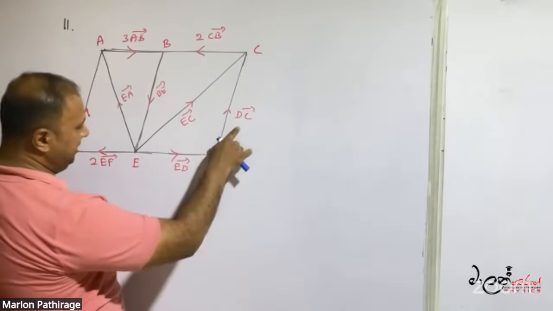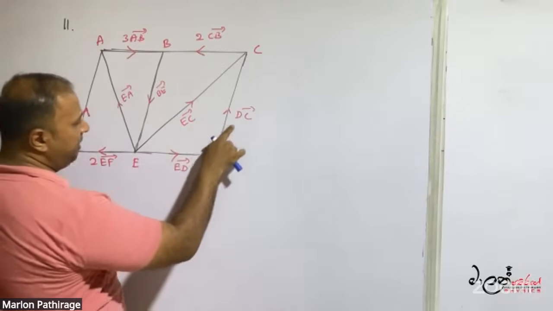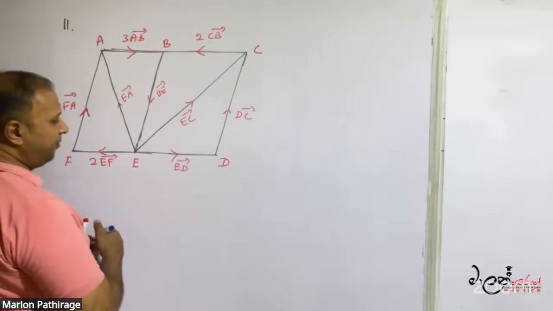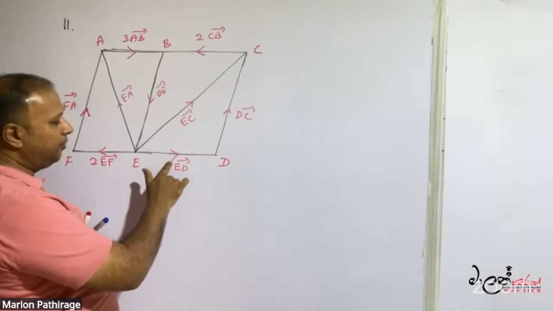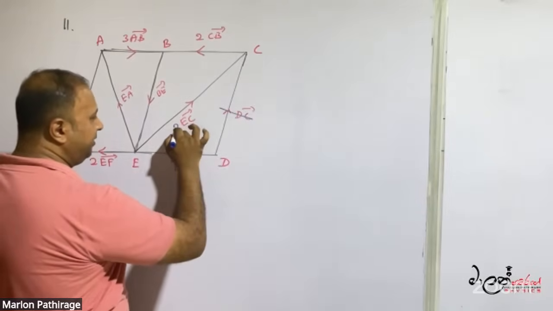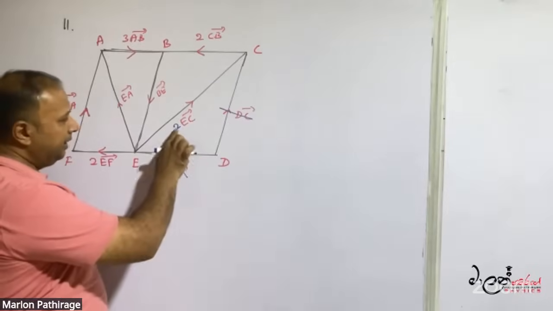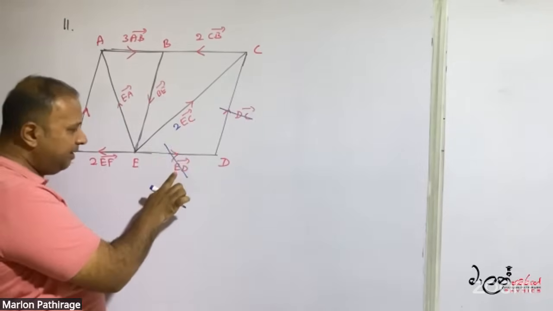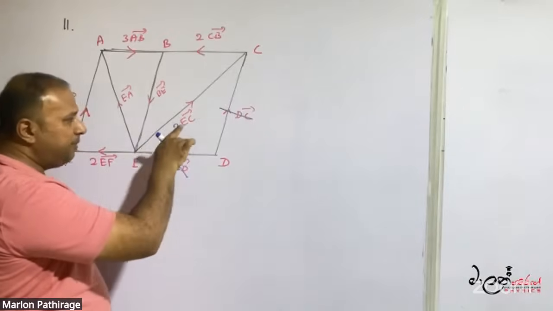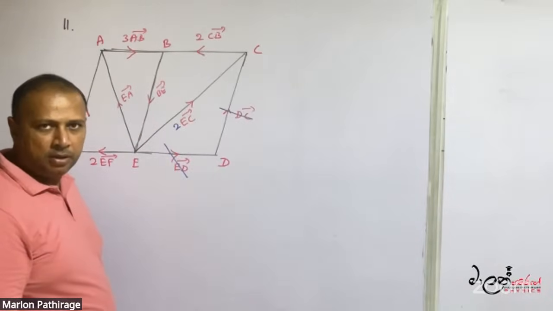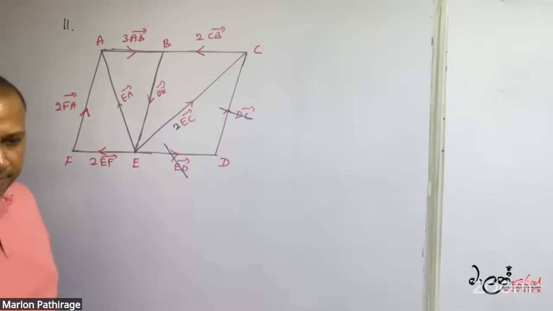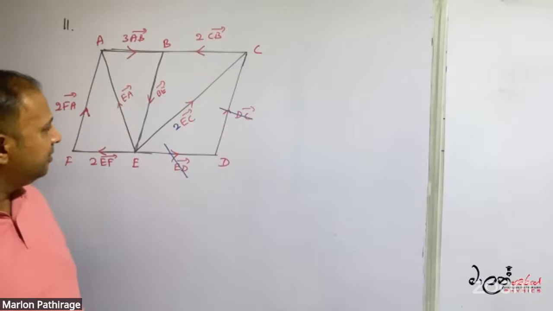If I add ED plus DC, D to D will be cancelled. That means EC. Therefore, I can remove ED and DC first. Then I can write it as 2 times EC, because EC is already there. If I add ED plus DC, the answer is EC again. Therefore, EC plus the previous EC means 2 times EC. Is that clear?